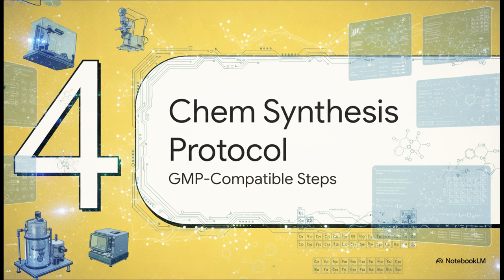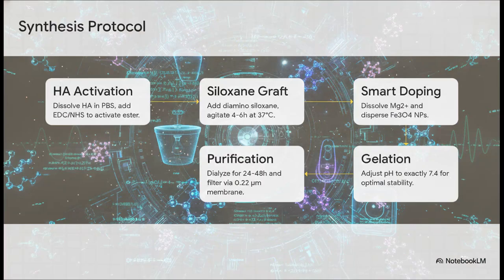Up next, Section 4, Chemical Synthesis Protocol. With the digital simulations validated and automatically analyzed, let's step into the physical lab for the GMP-compatible chemical synthesis. For biomedical researchers, this is your practical 5-step protocol to yield 100 milliliters of a highly stable, sterile 3% hydrogel ready for in vitro testing.